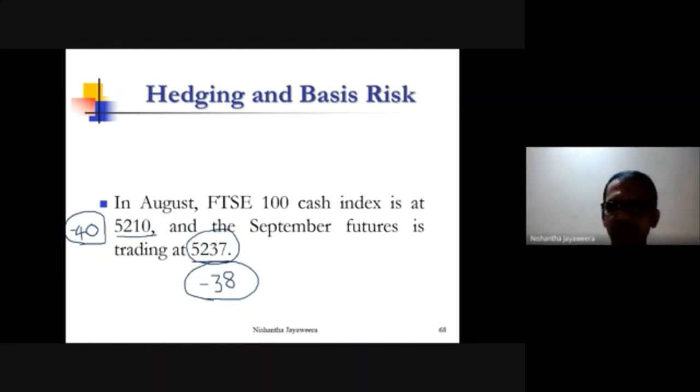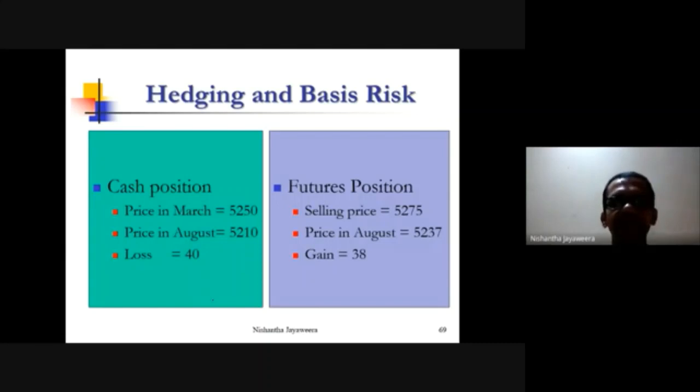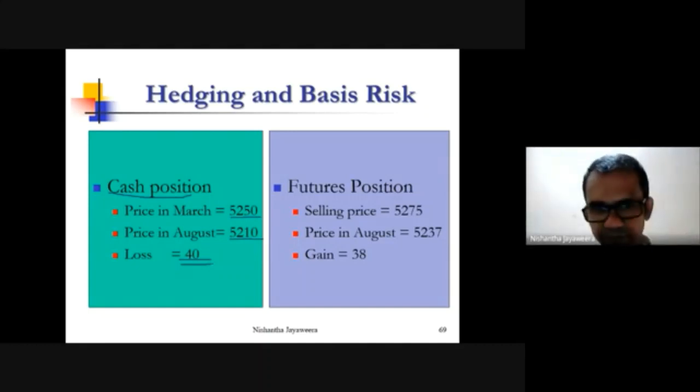Now, if we do the P&L for us, in March, this was our position. Index, we bought it at 5,250. Price in August, it's only now 5,210. So what is our loss on our cash position? It is 40. Is it clear, that part?